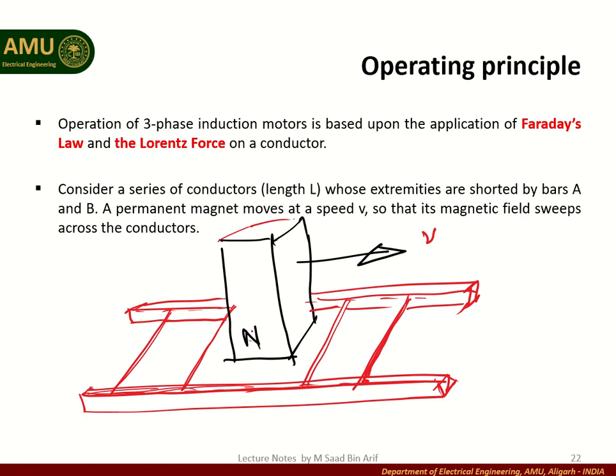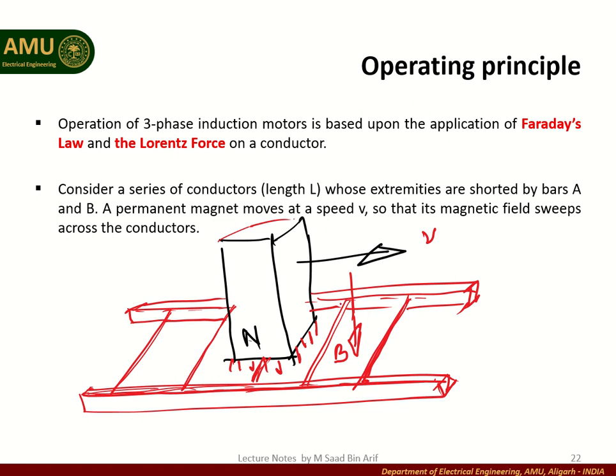Since this is a north pole, the magnetic field will be like this. This magnetic field basically sweeps through the conductor. Now the direction of magnetic field in this case is this, and the direction of velocity is this. So an EMF is induced in that conductor.